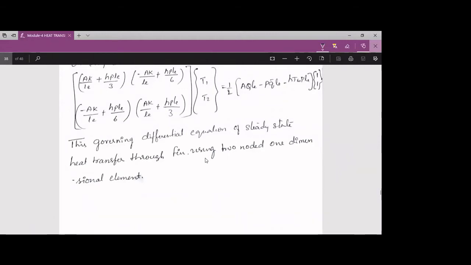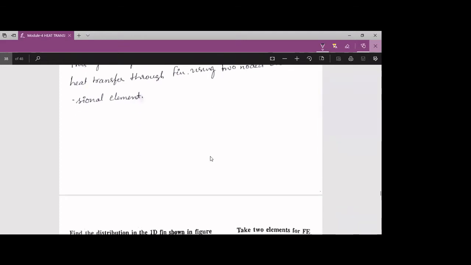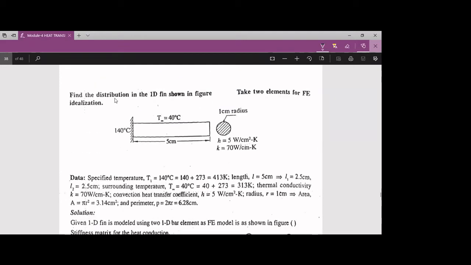So let's first consider the problems on fins. This is the problem I have taken. Find the temperature distribution in a one-dimensional fin as shown in the figure. Take two elements for finite element idealization. This is the fin they have given. How the heat transfer takes place, what the nodal temperatures will be, how the temperature distribution takes place, we need to calculate.